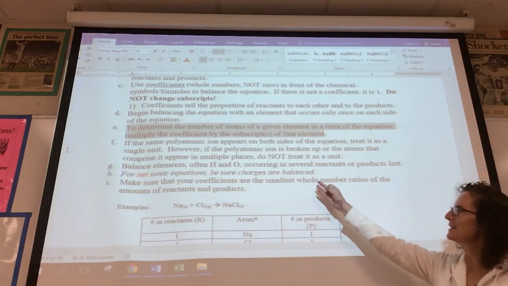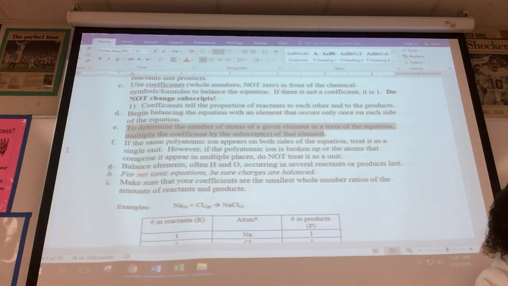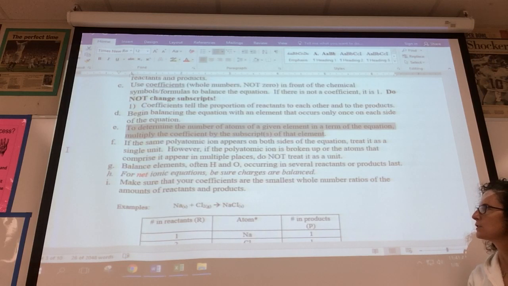When you want to balance net ionic equations, you've got to check for charge balance. We're not going to get into that in this chapter. We'll come back to it later on. And then at the very end, it's important that you make sure your coefficients are the smallest whole number ratios possible, because if they're not, you'll need to reduce them down, and we'll take a look at what happens there as well.